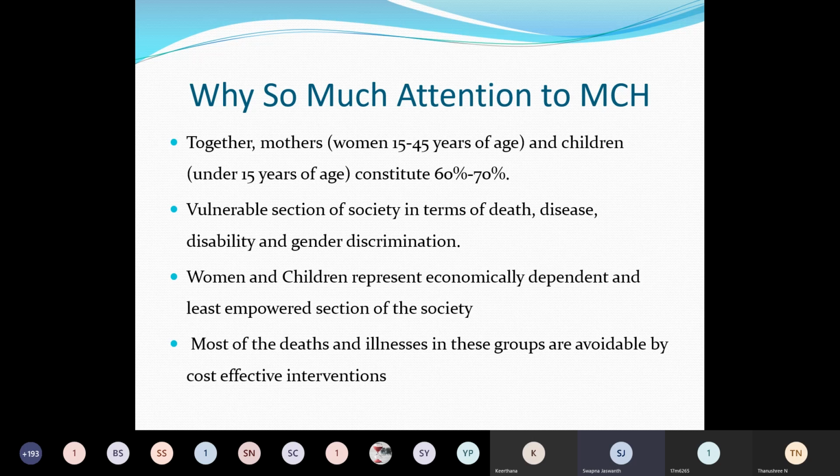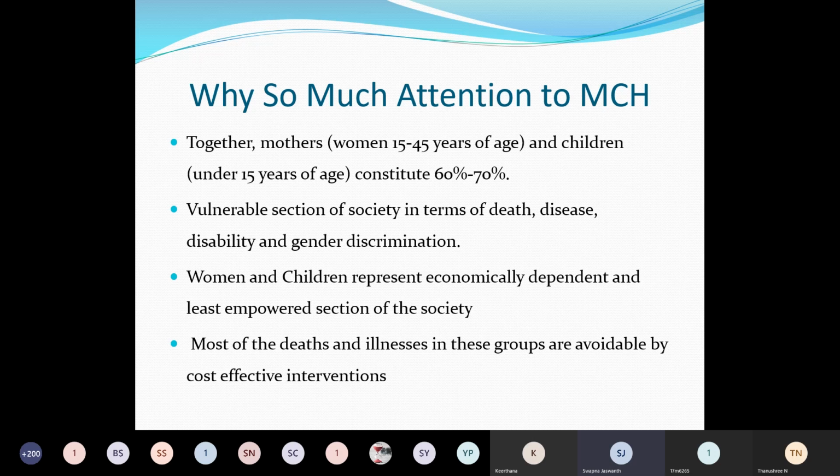Now, why is there so much focus being given to maternal and child health services alone, when there are so many groups like females in adolescence, reproductive age group women, pediatrics, and so on? If you look at the statistics, the mothers in the reproductive age group, that is 15 to 45 years of age, constitute around 20 to 22% of the total population. Children under 15 years of age constitute around 40% of the total population. So if you include both the mothers in the reproductive age group as well as the children less than 15 years of age, they constitute a majority of the population, almost 60 to 70%.